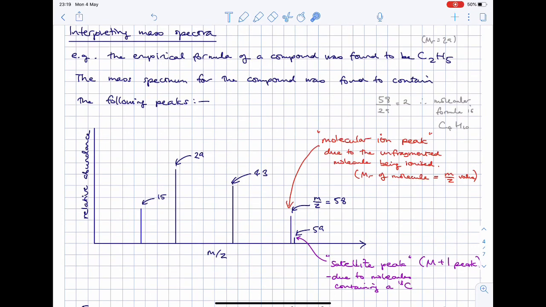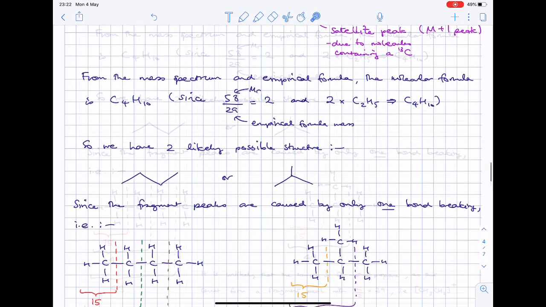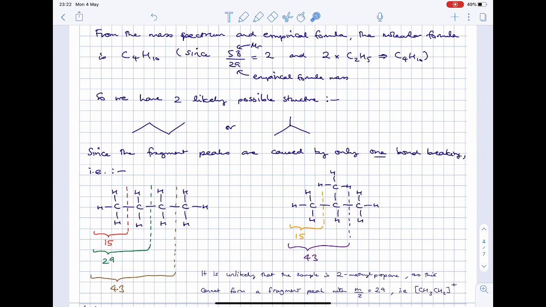What we do then is draw all the possible structural isomers of C4H10, and then see which one of those structures can form fragment ions which will match the M over Z values of the fragment peaks. So therefore we can work out which of those structures this mass spectrum belongs to. In the case of C4H10, there are two possible structural isomers that we can draw, and that's butane and 2-methyl propane. And what I've done here is drawn the display formula for both of these.